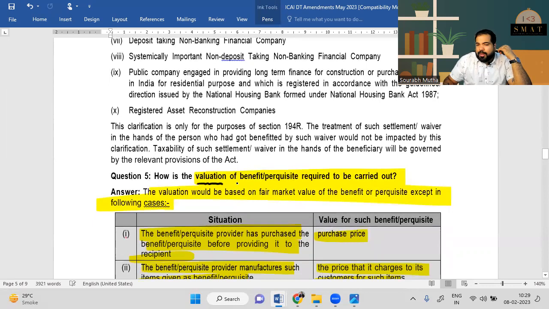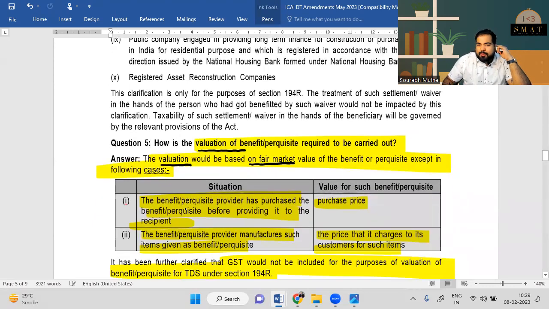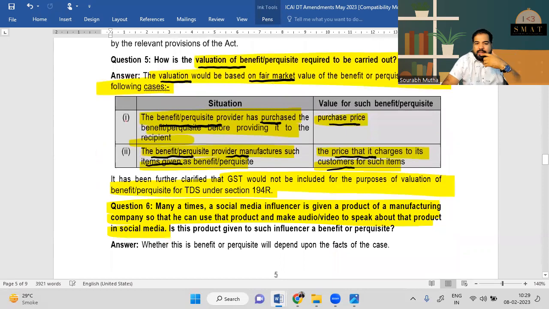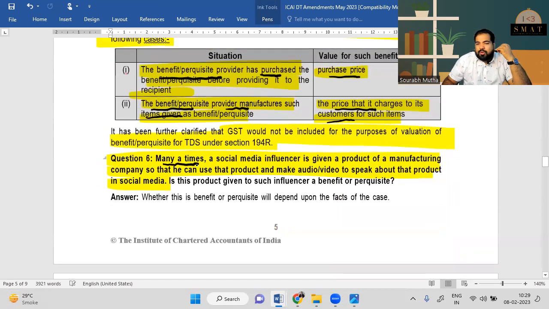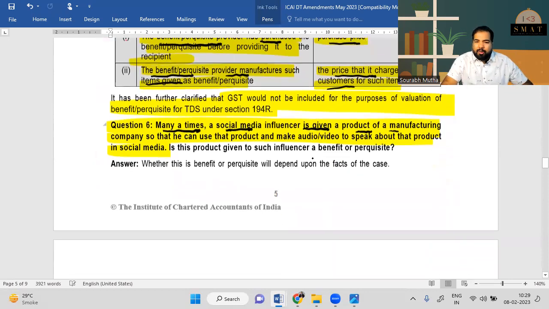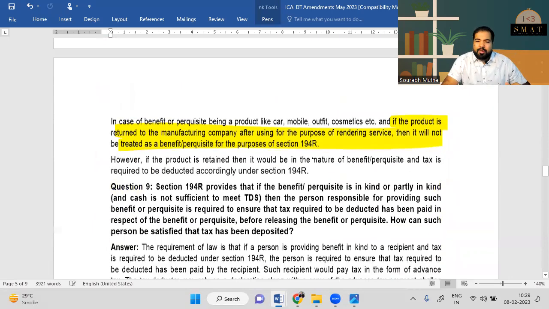How is the valuation to be taken? You have to take the fair market value. But in case the benefit has been purchased, then the purchase price. And if you're a manufacturer, then guys, it is the amount that you charge to customers. Many times a social media influencer is given a product, for example, a watch, a car, a mobile phone. Will that be subject to TDS? Yes. But what if he returns it? Of course, then there will be no benefit or perquisite and hence there will be no TDS.